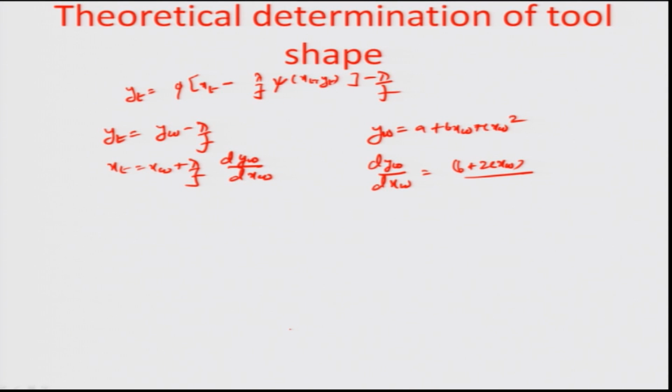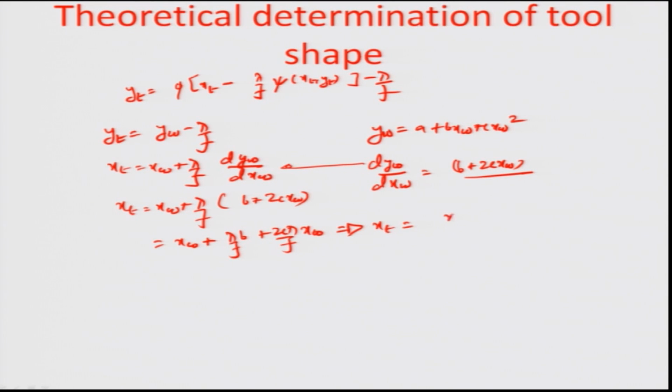What I can probably say here is, if I wanted to put back in terms of x_t, what is x_w? Basically, you can write it as x_t equals x_w plus lambda by f times b plus twice c times x_w. Taking this off, we have x_t equals x_w times 1 plus twice c lambda by f, plus lambda b by f. In other words, x_w can be written as x_t minus lambda b by f, divided by 1 plus twice c lambda by f.